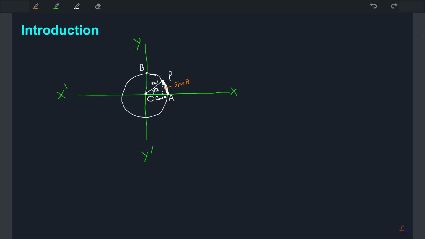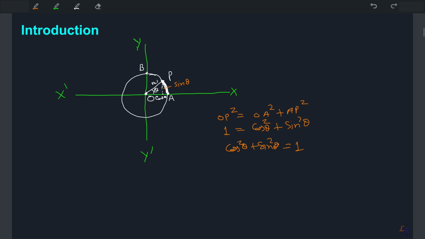Now from the Pythagoras theorem, you know that OP square is equal to OA square plus AP square. OP square is anyway 1, and then OA square plus AP square is cos square theta plus sin square theta, right? So this is a very nice, interesting property of trigonometry, which we mostly use and know from our previous studies.